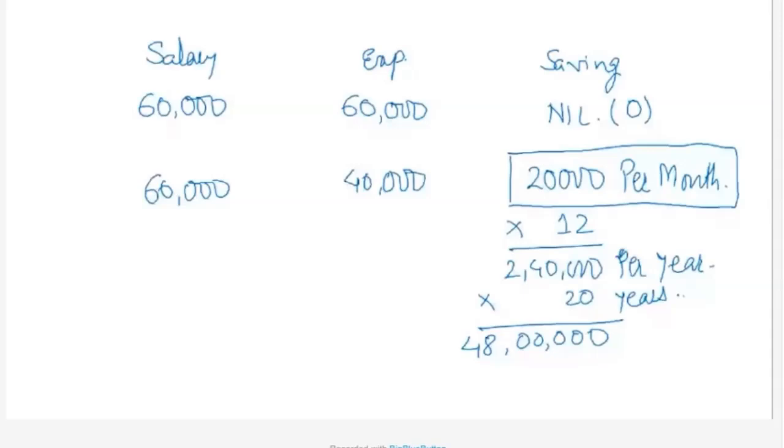Now, what is the use of this 48 lakhs? I can use this. This is my saving. I can use this for hospital expenses or my child's marriage. 20 साल हो गया मेरा, शायद मेरी बेटी की शादी की उम्र हो गई, 1-2 साल में उसकी शादी करूंगा, तो उसके लिए पैसा काम आएगा.